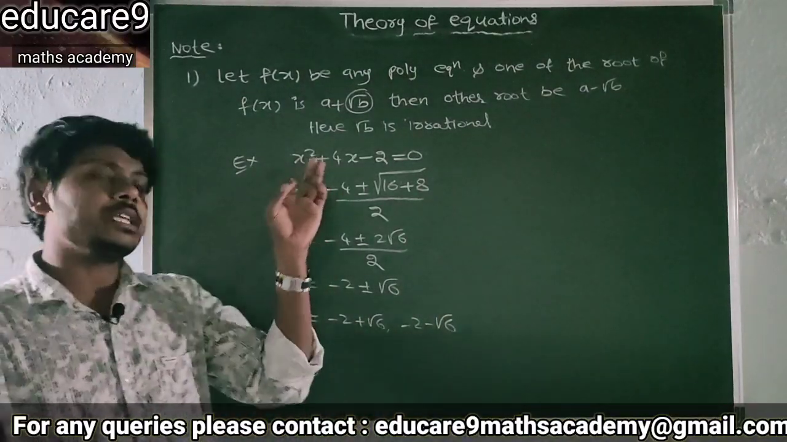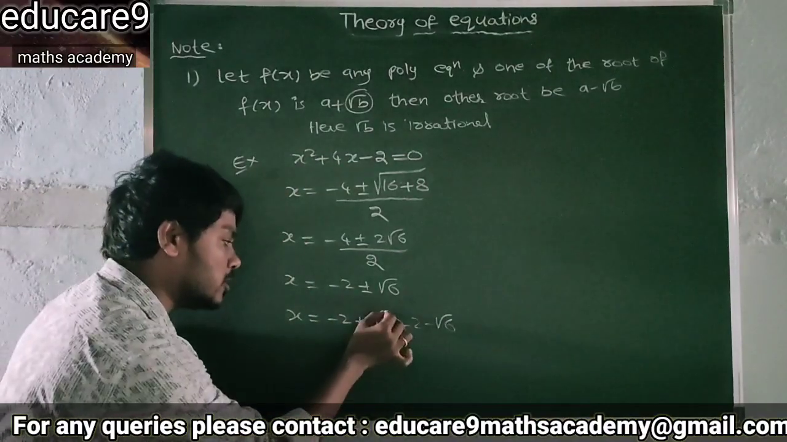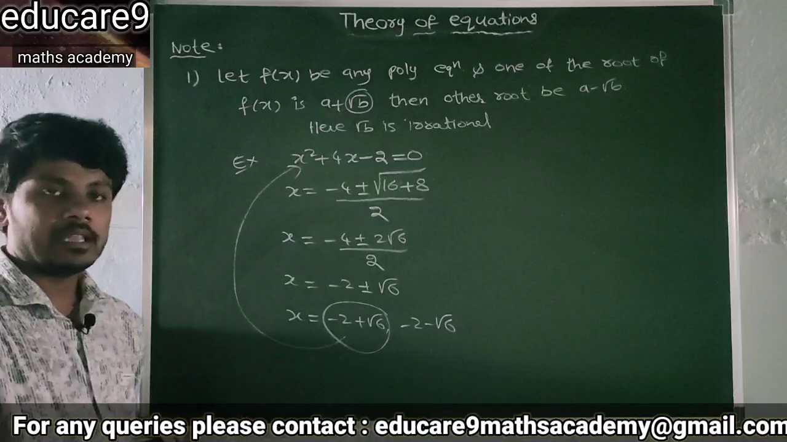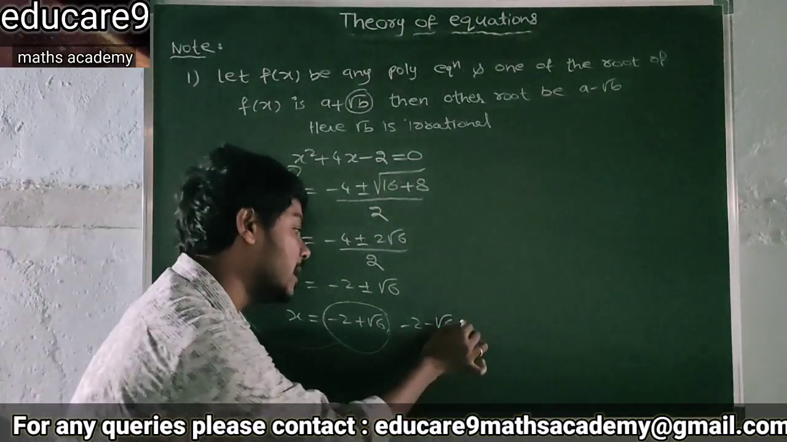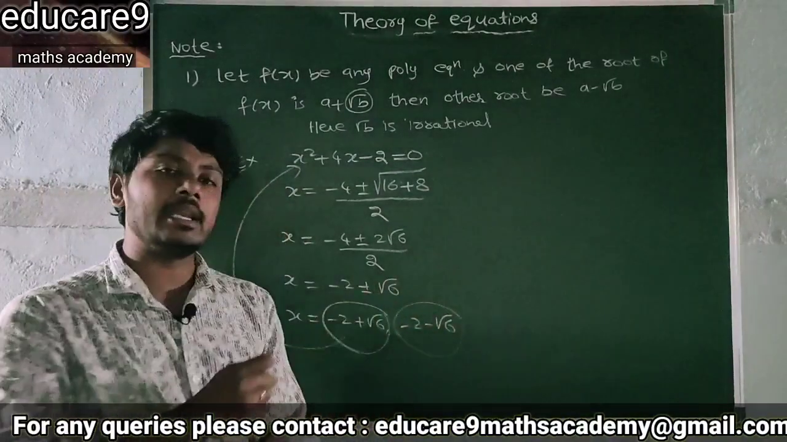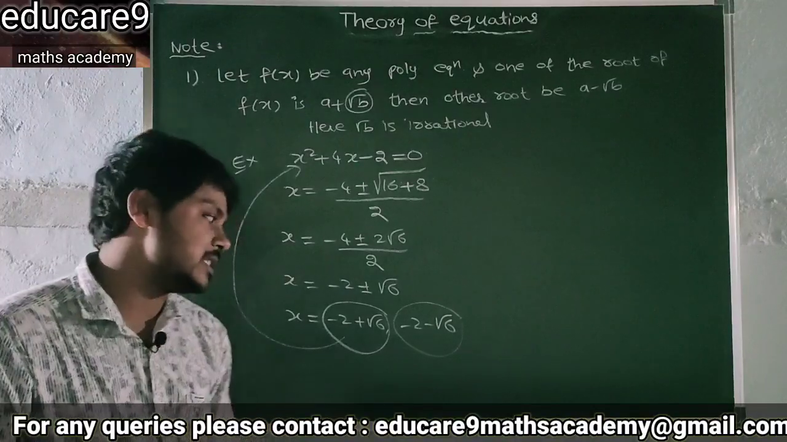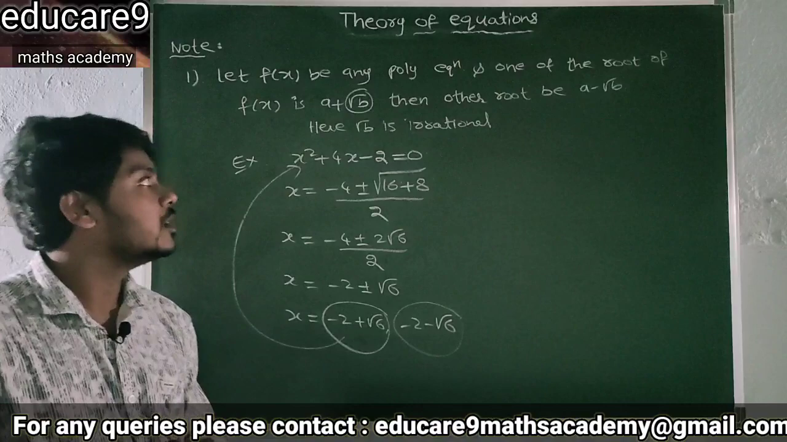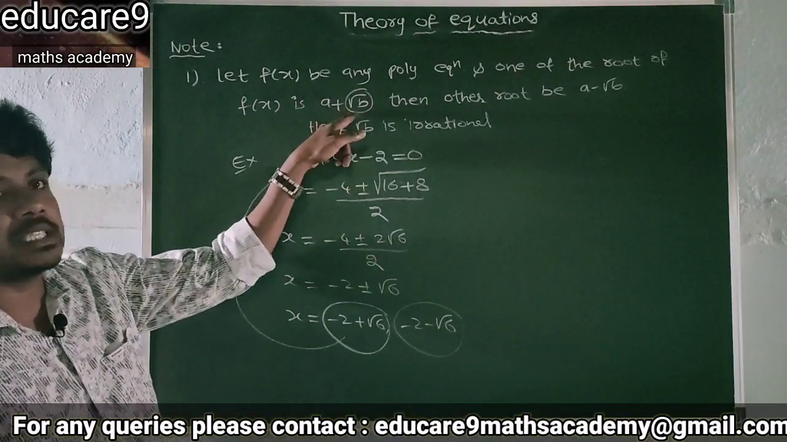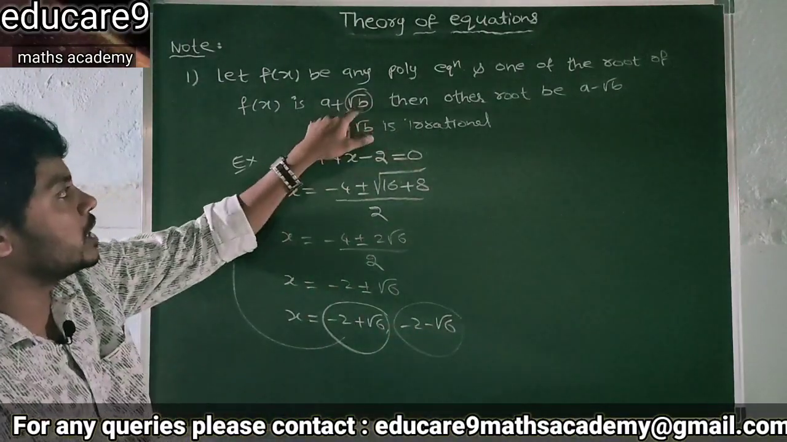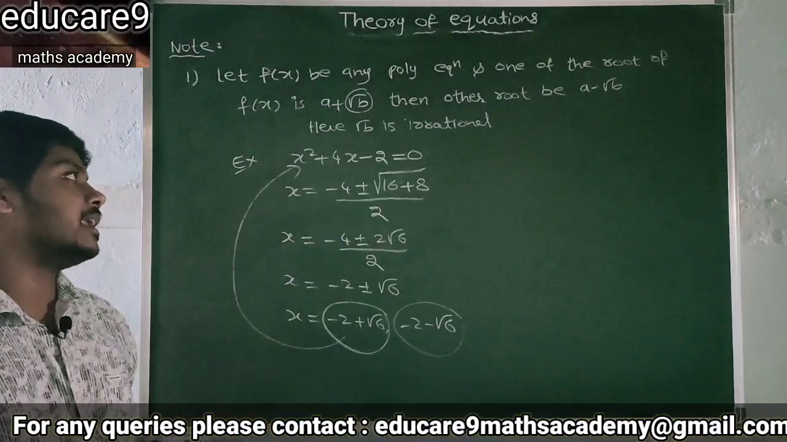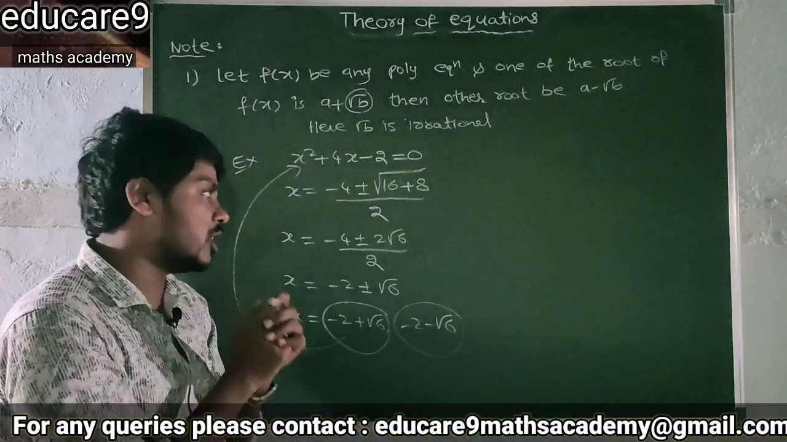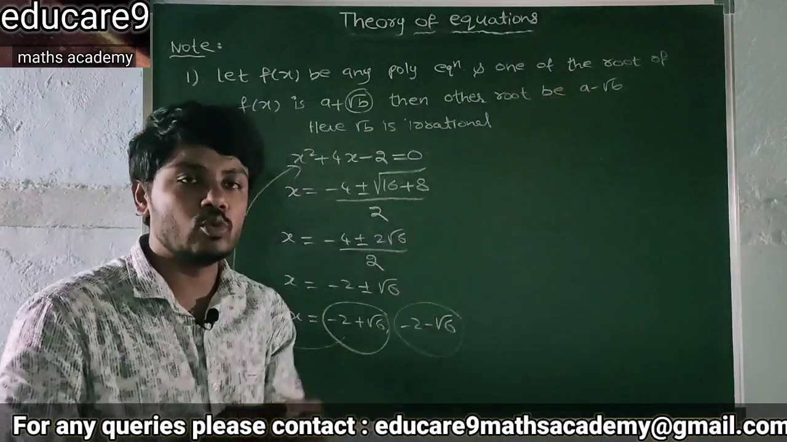If one root is known, suppose one root is minus 2 plus root 6, then the other root should be minus 2 minus root 6. So that is the conjugate of this number. Okay. So clearly, if a plus root b is one root and root b is irrational, then the other root should be the conjugate of this number, that is a minus root b.